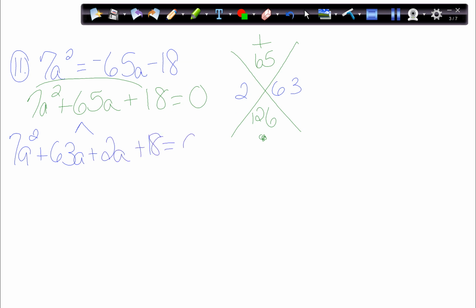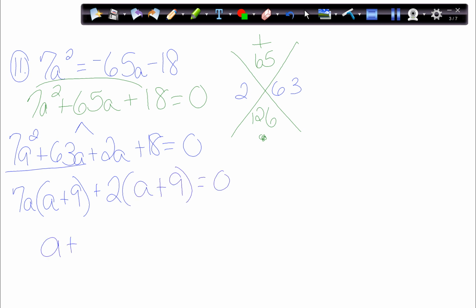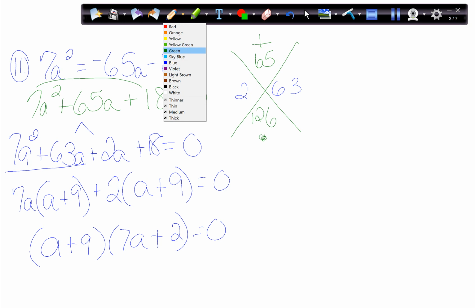So I expand my trinomial, and now I'm going to group. So I know 7 and 63 both are divisible by 7, and that's an a. So that's a plus 9. And 2 and 18 are both divisible by 2, and I'm left with a plus 9. So they have a plus 9 in common, and I'm left with 7a plus 2. And that's what we've been doing.